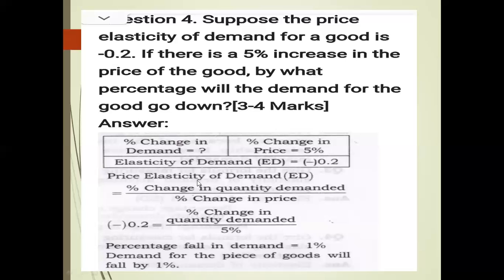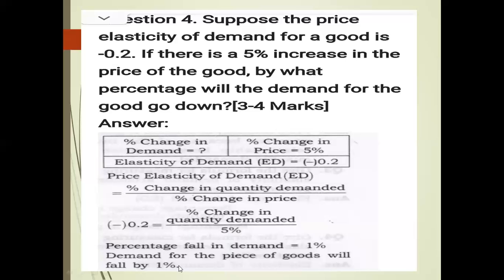So the first formula for price elasticity of demand, through which the definition came, was percentage change in quantity demanded by percentage change in price. Okay, now in this formula, price elasticity is minus 0.2, quantity demanded change we have to calculate, and change in price is already given. There is a 5% increase in the price of the good. So when you cross multiply, you get minus 0.2 into 5, you get 1%. So demand for the good will fall by 1%.